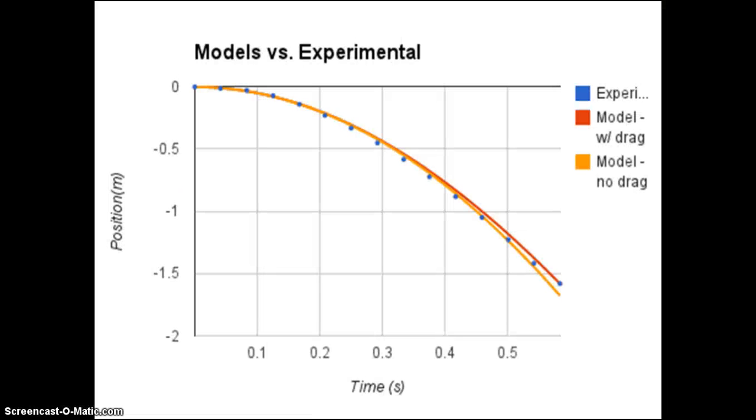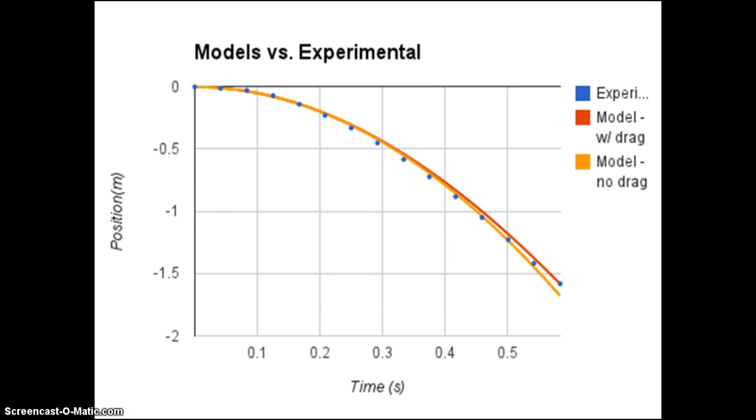I created a graph of experimental versus model data using model data that has a drag force of 0 and data that includes drag force. All three graphs are very similar and only differ towards the end. The model that accounts for drag accurately predicts the final position and is very close to the experimental graph from about 0.2 to 0.5 seconds.